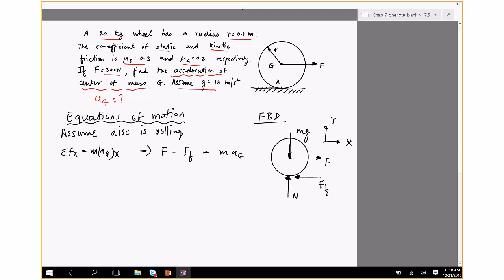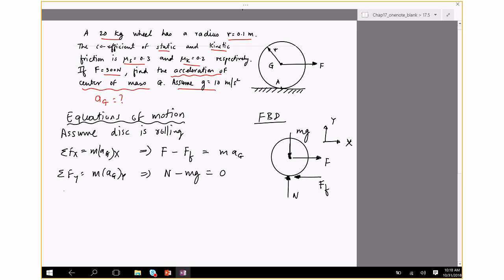I'll call that AG because I know that the disk can only have acceleration in the x direction. There's no acceleration in the y direction. If it had, it'll fly off the ground. So I just write it as AG. Next, Fy equals M AGy. The force in the y direction is N, acting in the positive y, Mg in the negative y, equals 0 because there's no acceleration in the y direction.